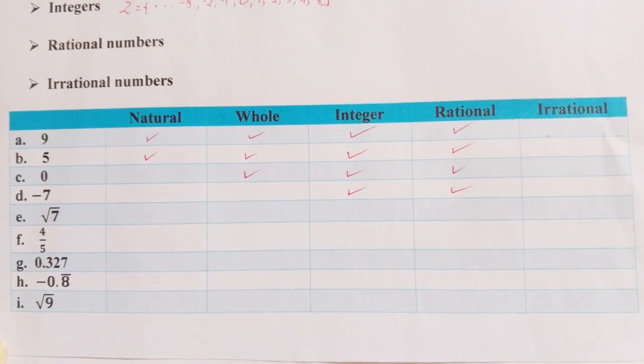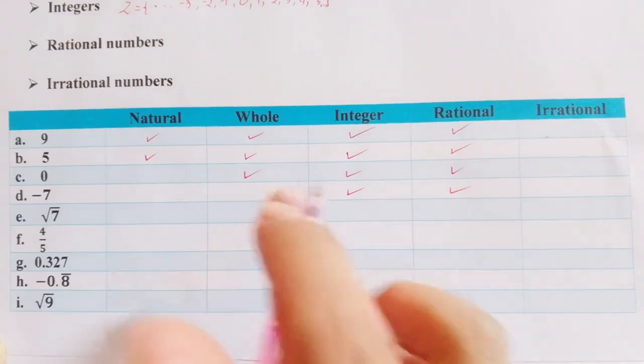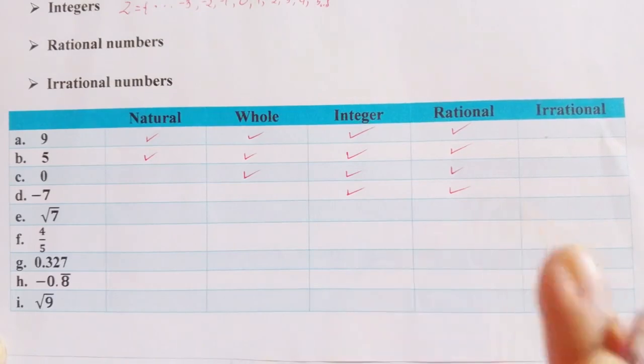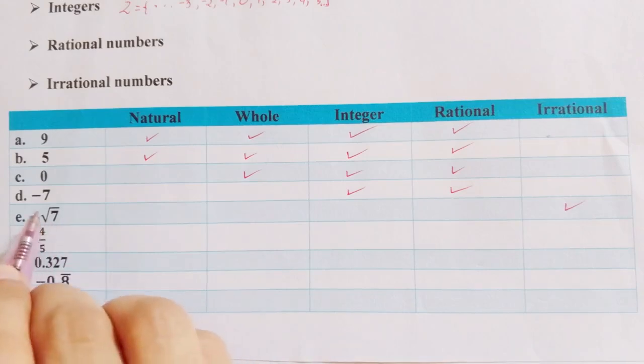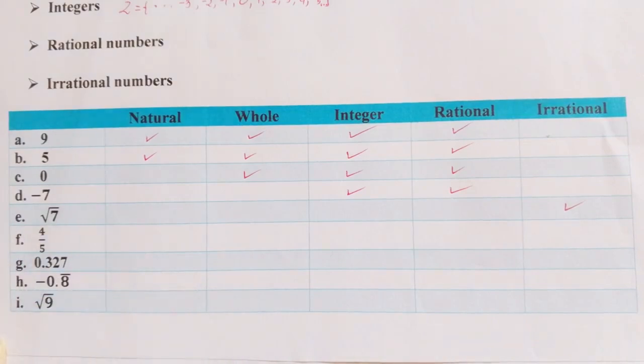Next, we have square root of 7. Square root of 7 is not a natural number. It is not a whole number. It is not an integer. It is not a rational number, but it is an irrational number. Why? Because it is impossible for us to write the result of square root of 7 as a fraction, right? Square root of 7 cannot be written as a fraction, so it is an irrational number.